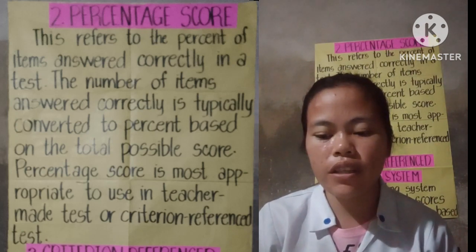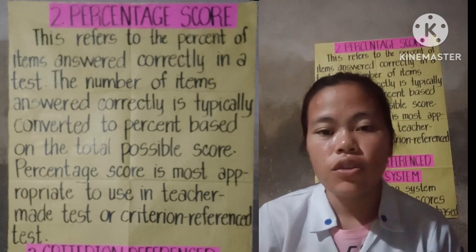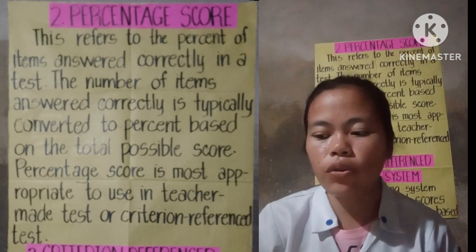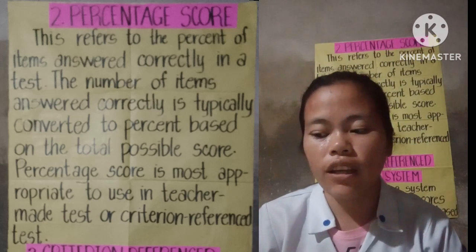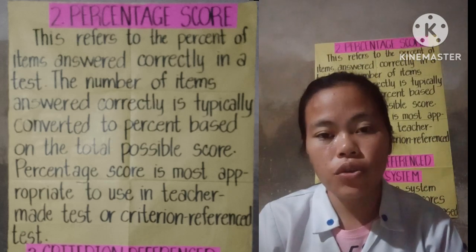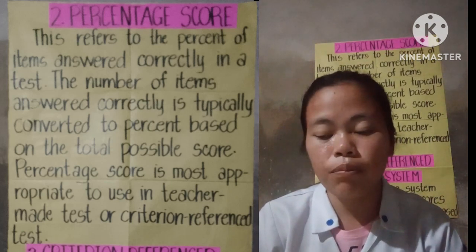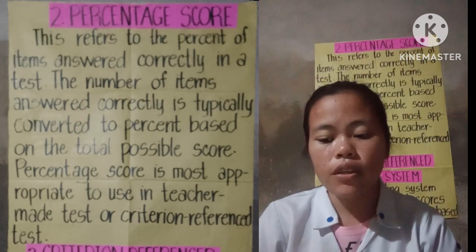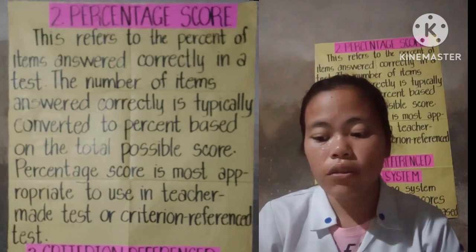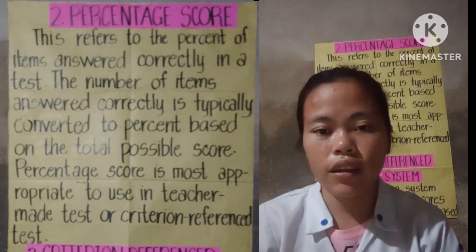For example, let's say a student takes a science test with 50 questions. So the maximum possible score on the test is 50 points. If the student answers 40 questions correctly, the raw score is 40 points. To calculate the percentage score, divide the raw score by the maximum possible score and multiply by 100.